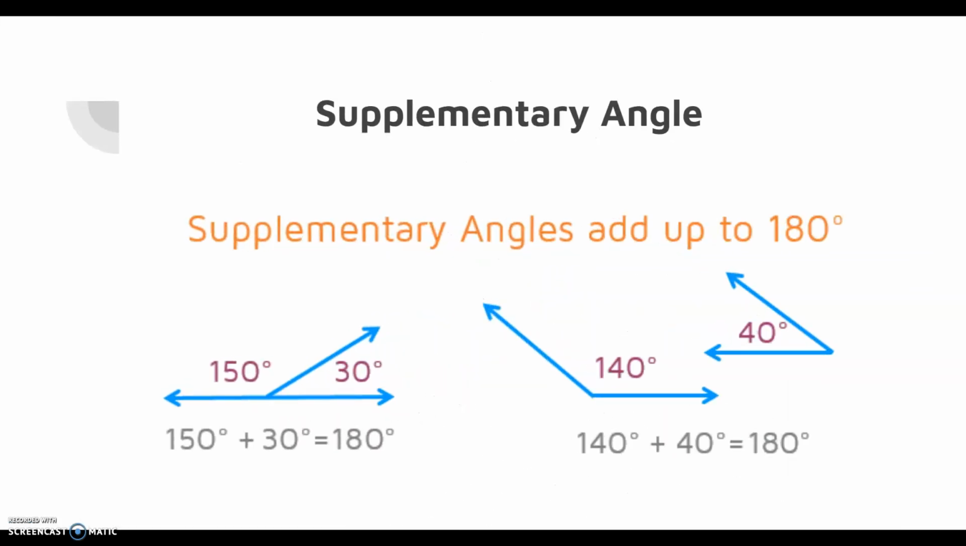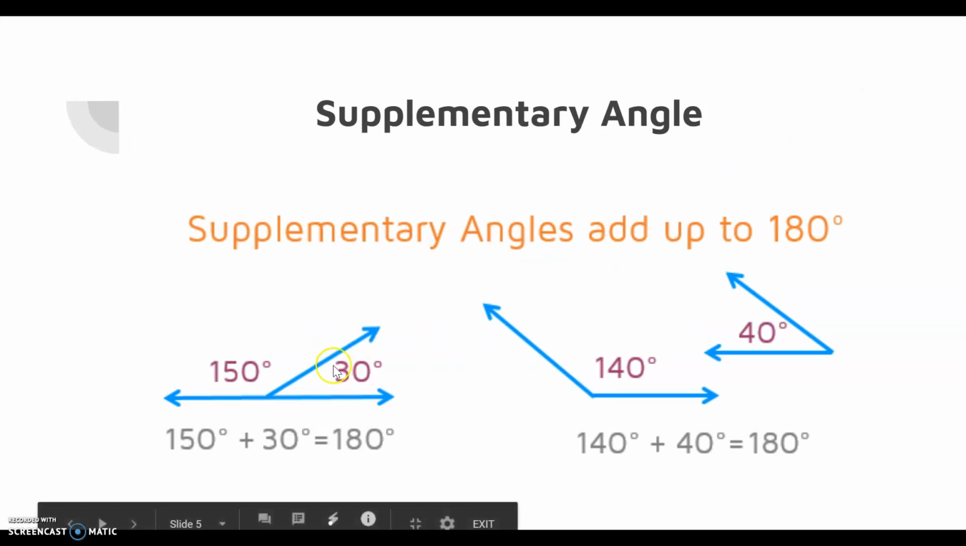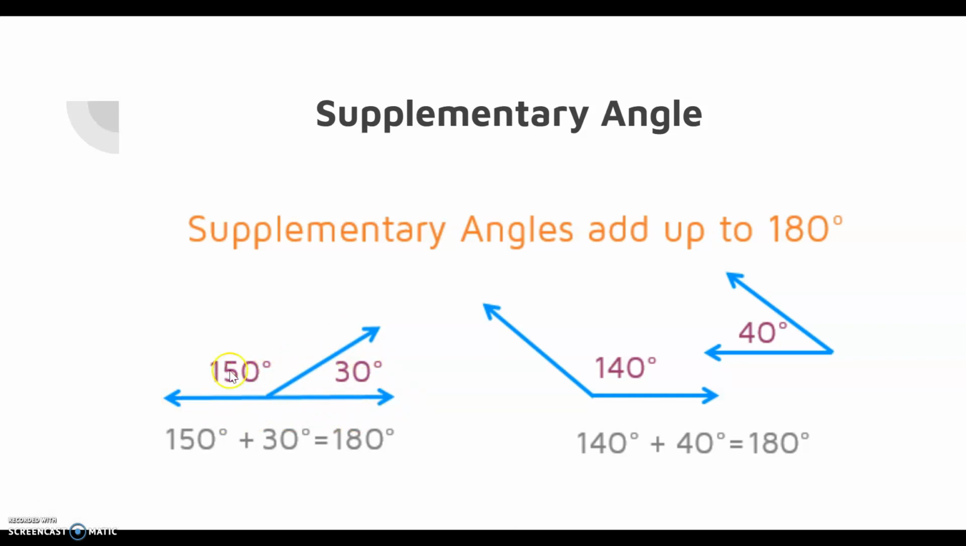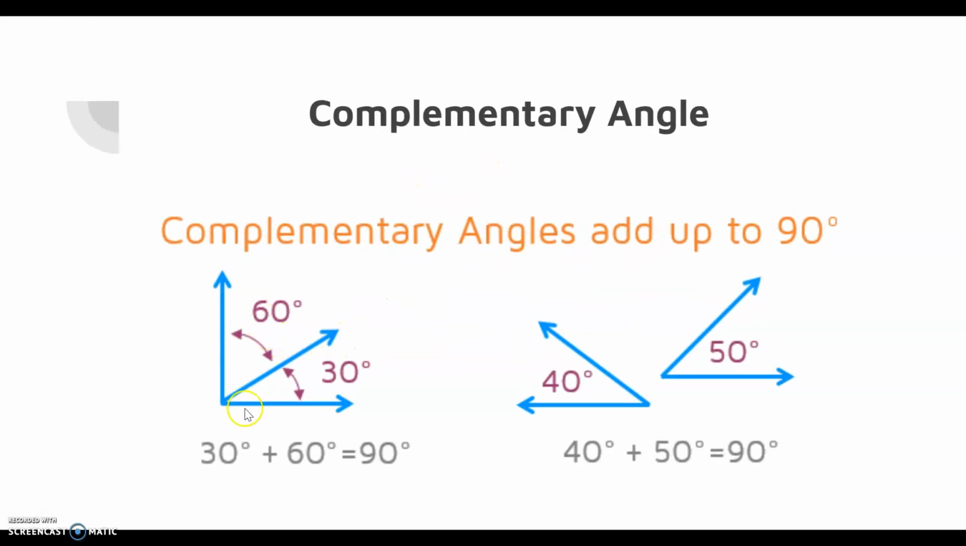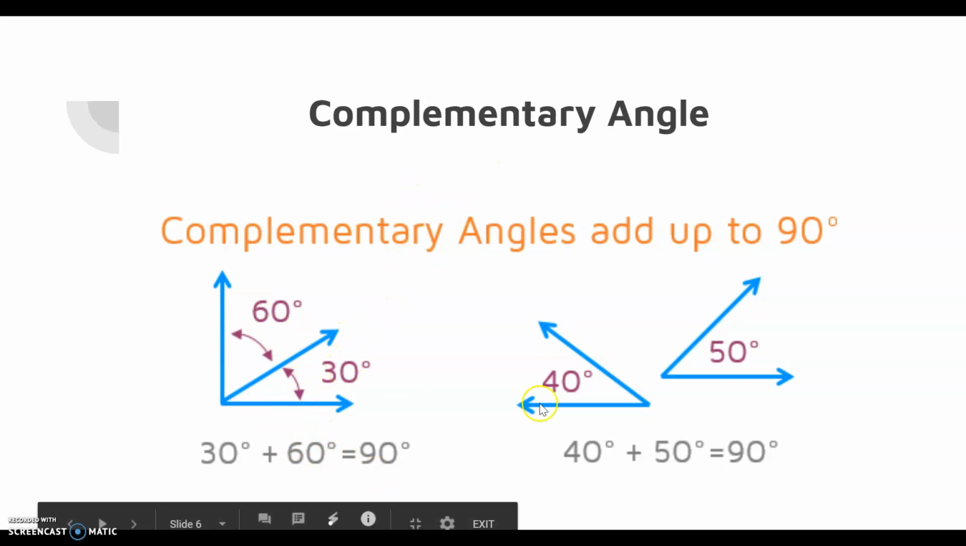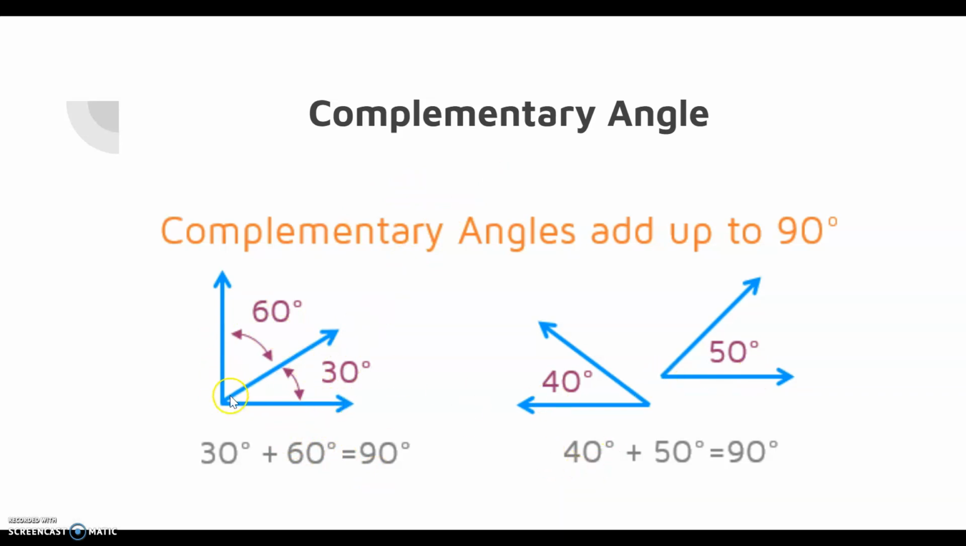Okay, so supplementary angles are angles that add up to 180. So you can see right here that 150 plus 30 is 180, 140 plus 40 is 180. When they're next to each other in this line, and we know a straight line is 180, then we know that these are supplementary angles. Complementary is two angles that equal 90, so 60 and 30, 40 and 50. They usually make up a right triangle, or right angle.